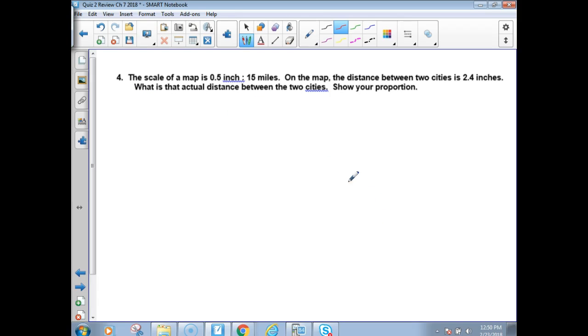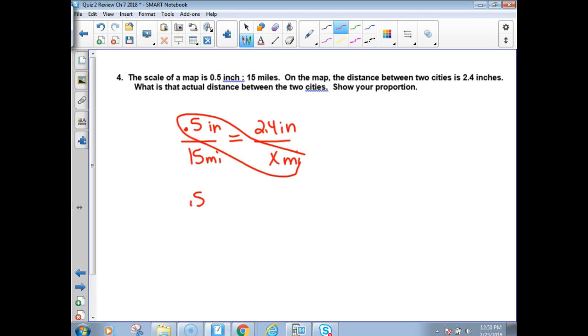Number 4, we've got the scale on a map is half an inch is 15 miles. 0.5 of an inch is worth 15 miles. I'm going to use that scale in order to solve for the distance between the two cities. If you were measuring, you would put this on top because 2.4 inches is between the two cities on the map. So inches to inches, miles to miles. So inches have to be in the same position, miles would be on the bottom. Okay, so this is how we set it up. Then we do our cross products property. We get 0.5 times x is equal to 15 times 2.4.